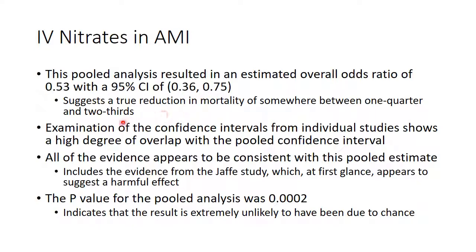Okay. If you were to look at the confidence intervals from individual studies, they showed a high degree of overlap with the pooled confidence interval, which again you would expect, and all the evidence appears to be consistent with the pooled estimate. Okay, so again, there are not really many studies that showed a harmful effect, even from the Jaffe study. But again, most of the data tend to be consistent, which is good to see. Again, the p-value for the pooled analysis was 0.0002, indicating that we had a big effect and we had a large sample size. So it's very, very unlikely that we would get a result like this just due to chance alone.